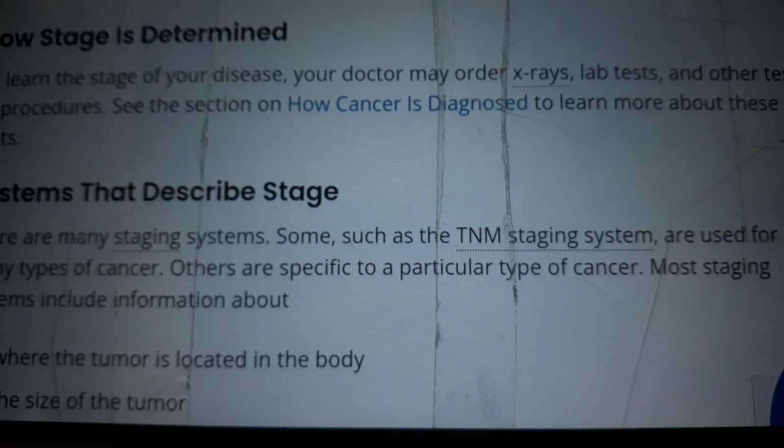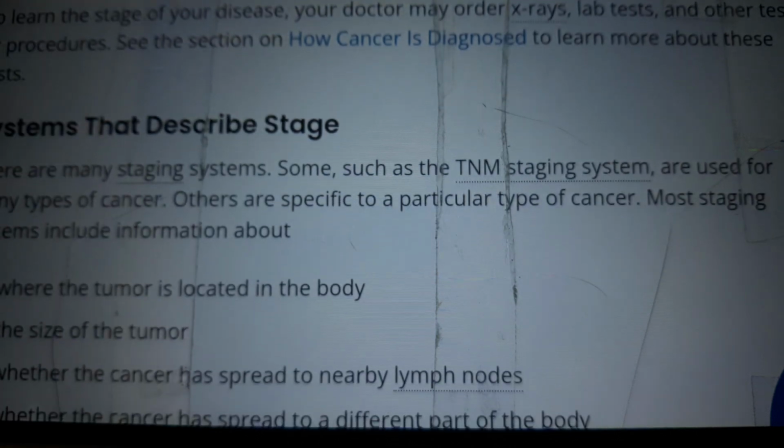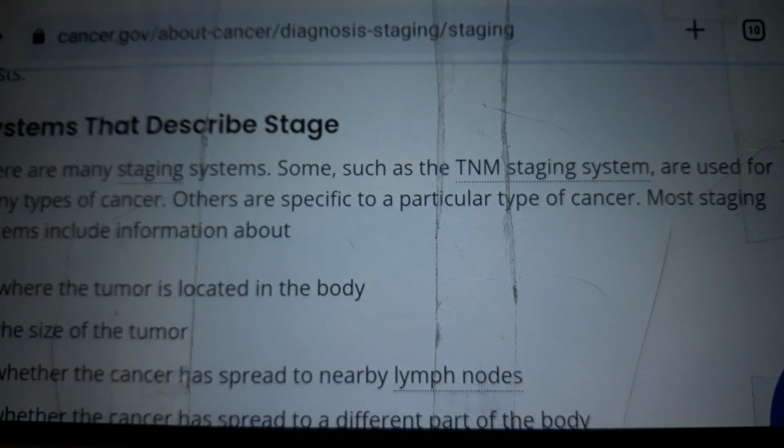How staging is done, how stage is determined. To learn the stage of your disease, your doctor may order x-rays, lab tests, and other tests or procedures. We need to refer to the section on how cancer is diagnosed to learn more about these tests. Right? And let's go to that as well.